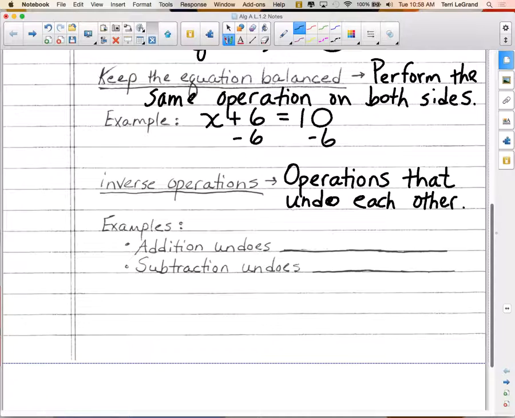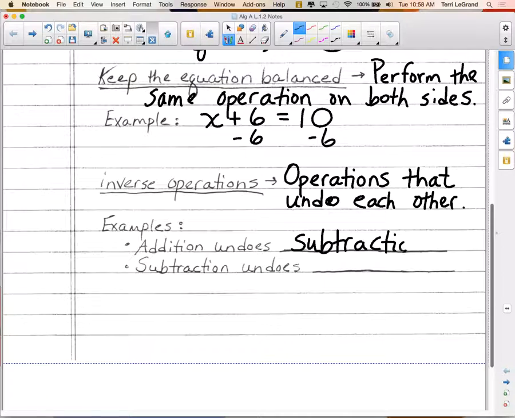What's the undoing of giving? Taking. What's the undoing of going up? Going back down. Okay. So can you tell me what the inverse operation of adding is? What undoes adding? Subtraction. Addition.